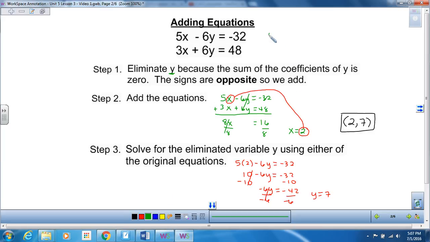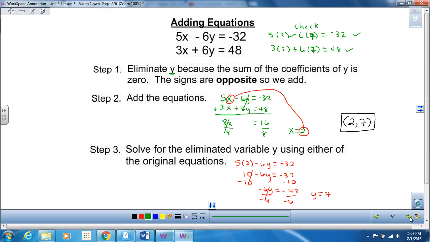To check and see if that's right, you can plug them in. You can do 5 times 2 minus 6 times 2, and make sure that gives you negative 32. And you could do 3 times 2 plus 6 times 2. Oh, 6 times 7, I'm sorry. You should be plugging in 7 for y. There we go. And make sure that gives you 48. If it does, then you know you did it right.